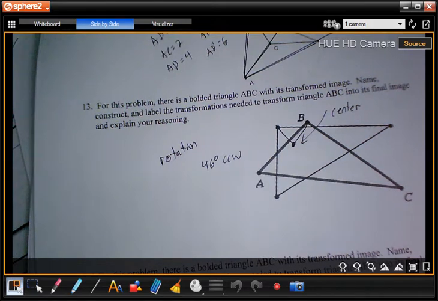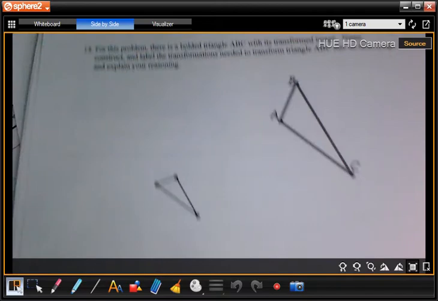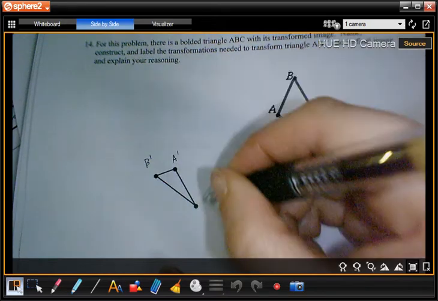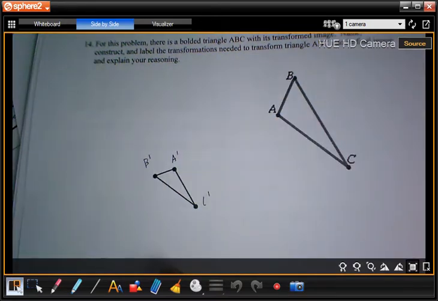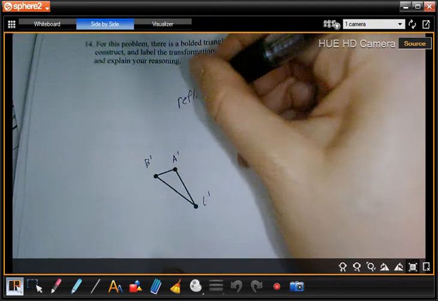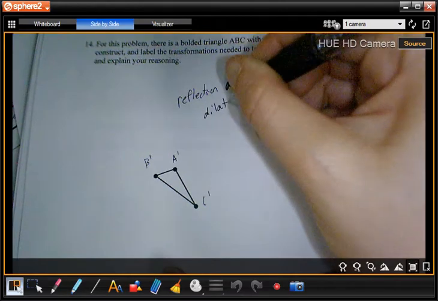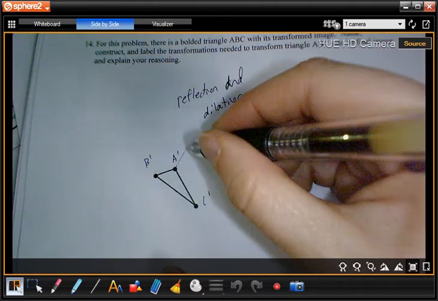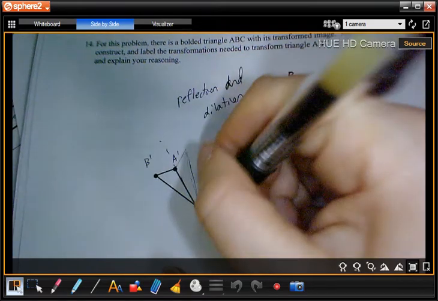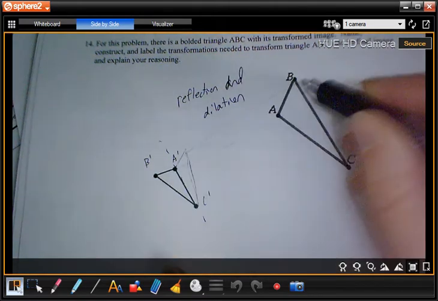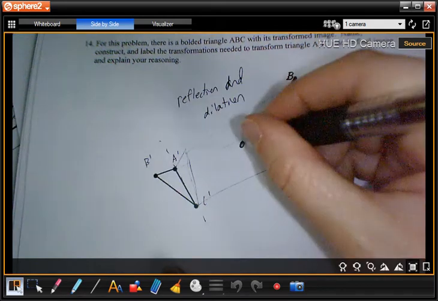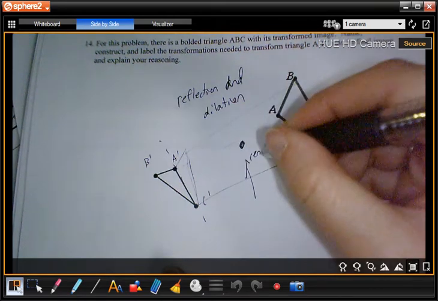Okay. Number 14. What's happening with these two? This is B image, A image, C image, correct? There are two things that are happening here. What two things? Reflection and a? Okay. So if we reflect here, then we can like connect them. And my center is somewhere around here. You can do it either direction.